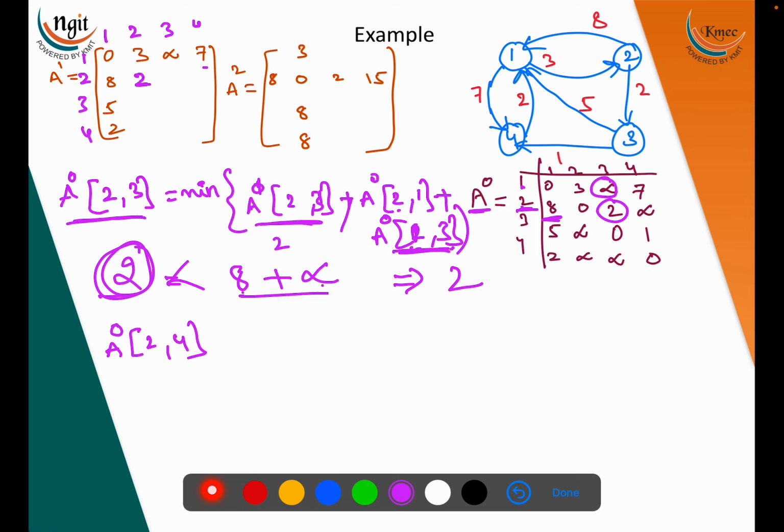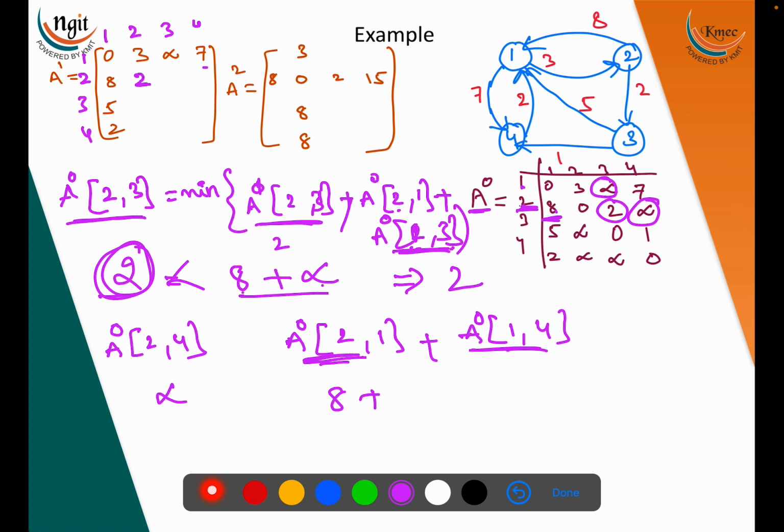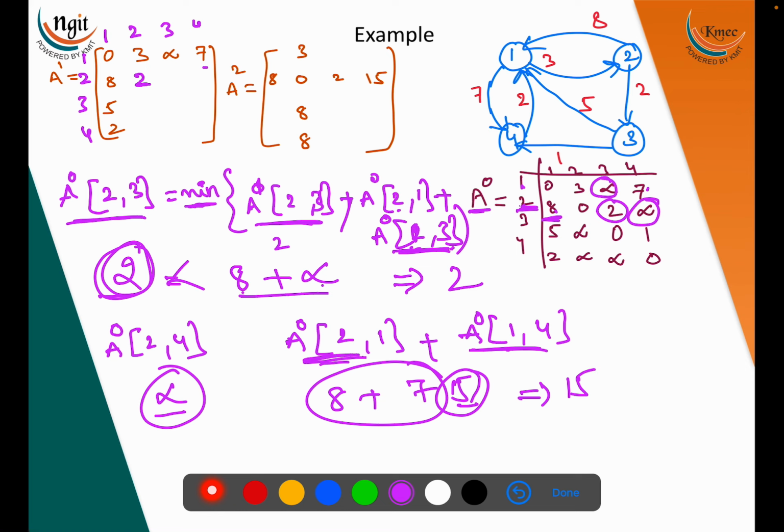So A0 2 comma 4 value is what? 2 comma 4, it is infinite. Whether it is lesser or greater, compare with A0 2 comma 1 plus A0 1 comma 4. Now A0 2 comma 1 is 8, plus A0 1 comma 4 is 7. 8 plus 7 is 15. Infinite is lesser or 15 is lesser? Which is the minimum? 15, if you compare with infinite. So 15 is considered, and I am going to write 15 over here.